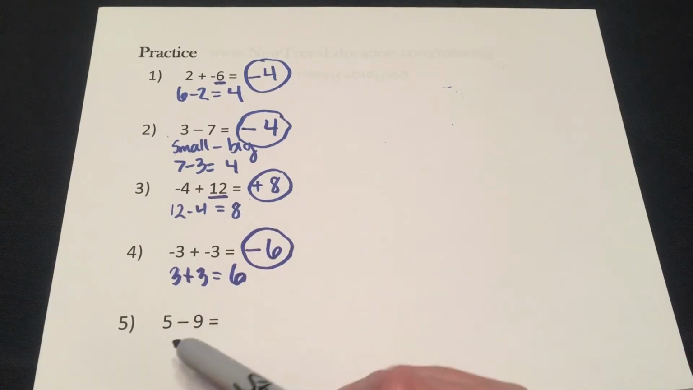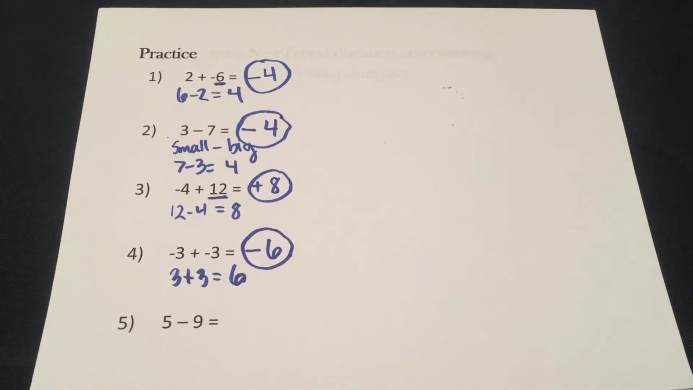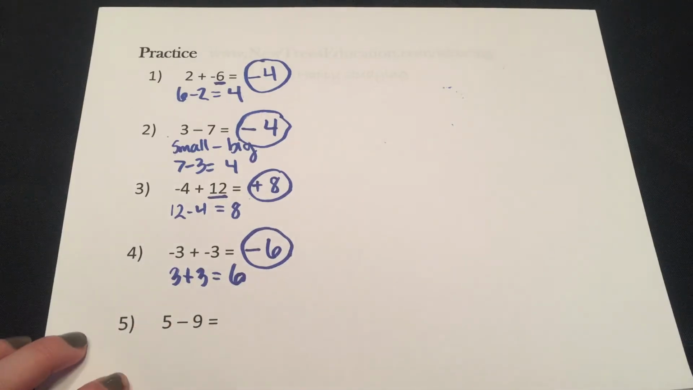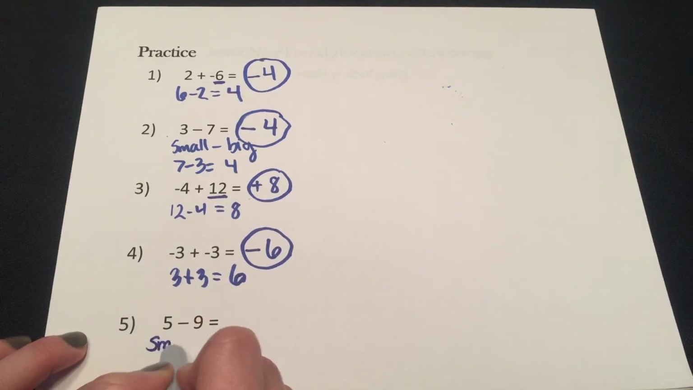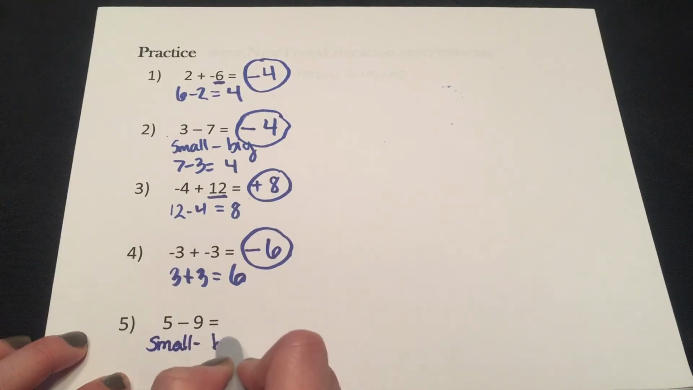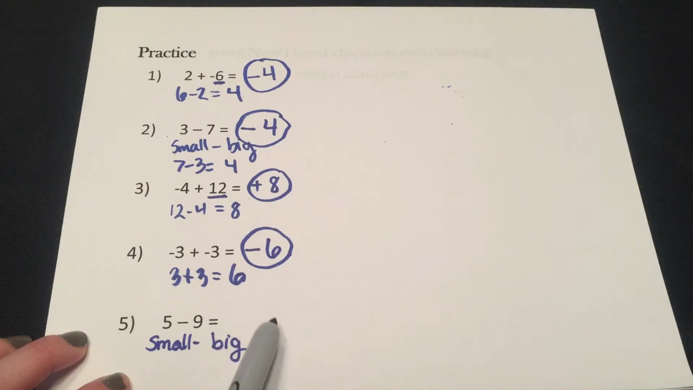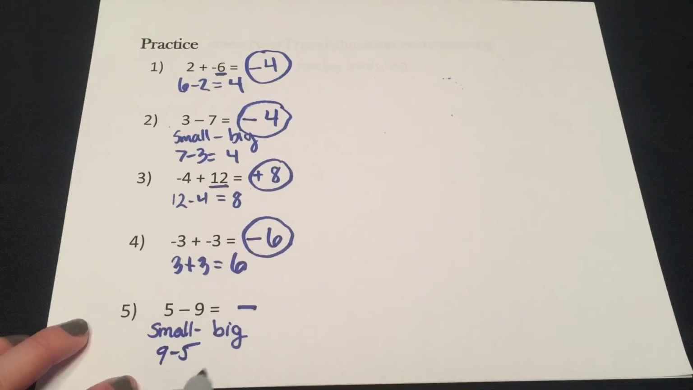Then our next and final practice is 5 minus 9. What kind of situation do we have here with 5 minus 9? Yep, we have small minus big. So for small minus big, we always know our answer will be negative. Then we reverse them a little bit. The difference of 9 and 5 is 4.